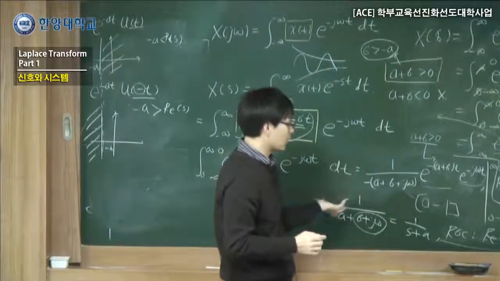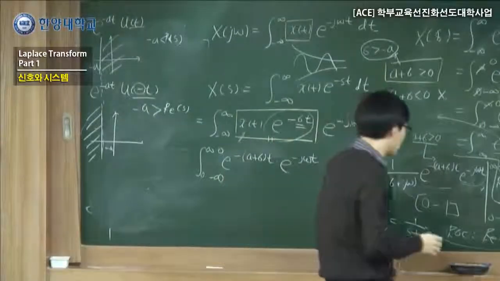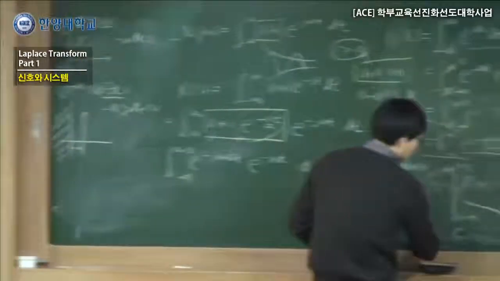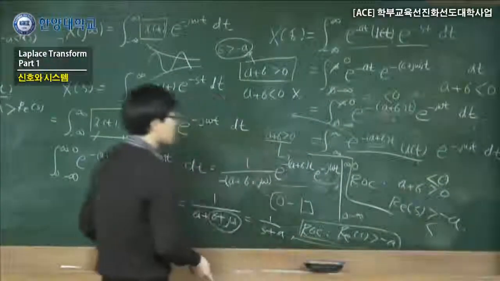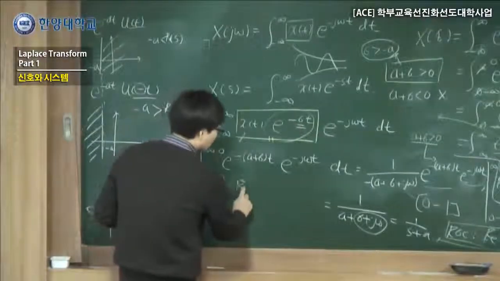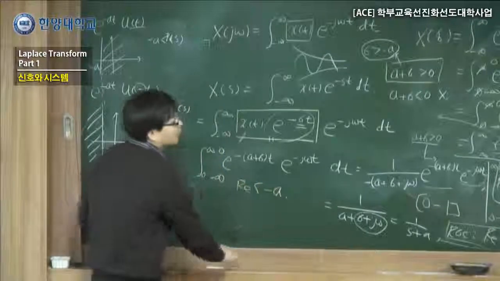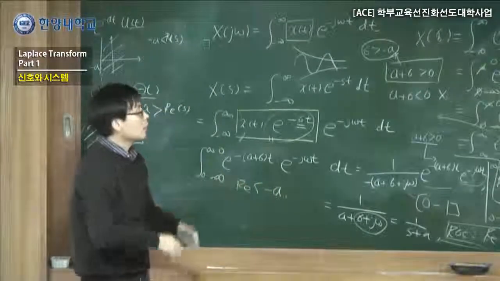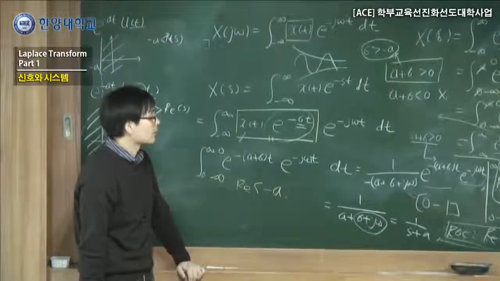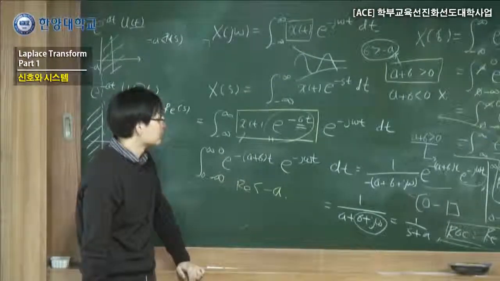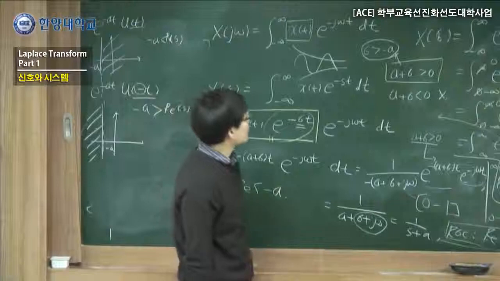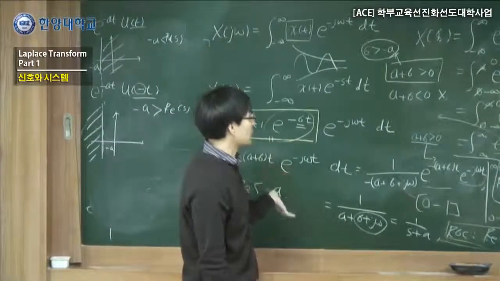So that's the only difference, and you can calculate, I think. The only change you see here is the region of convergence, which is now that the real part is smaller than minus a. That's what you see over here. So that's the two cases we have for comparison.